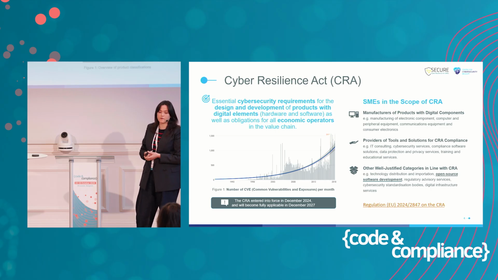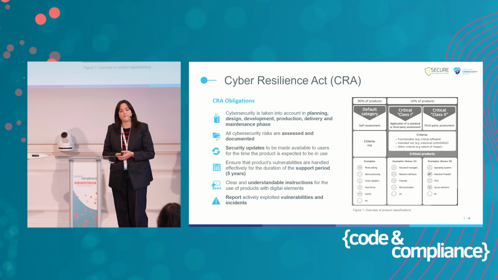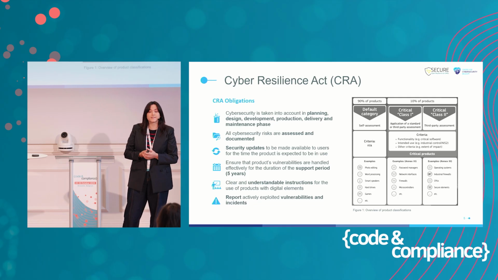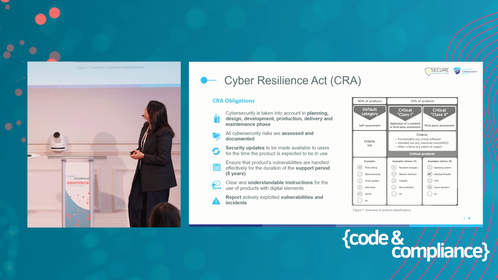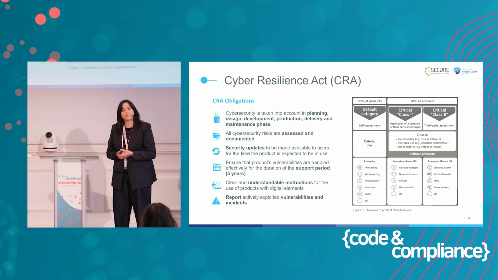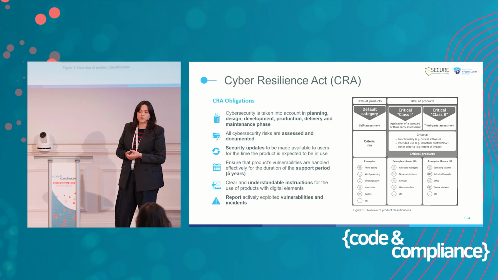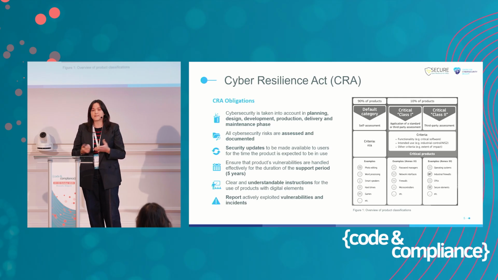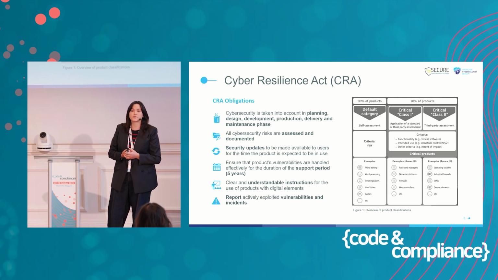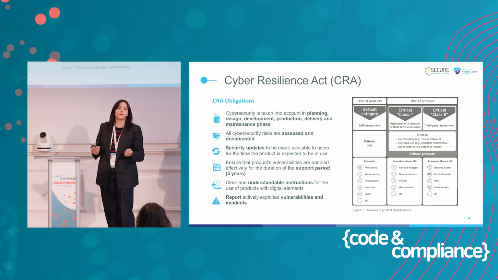So actually, what are the main obligations of the CRA? For example, companies will need to conduct and document risk assessments. They will also have to provide security updates for the products, then also manage the vulnerabilities of the products during the support period of 5 years, and also provide clear and understandable instructions, and also report actively on incidents.